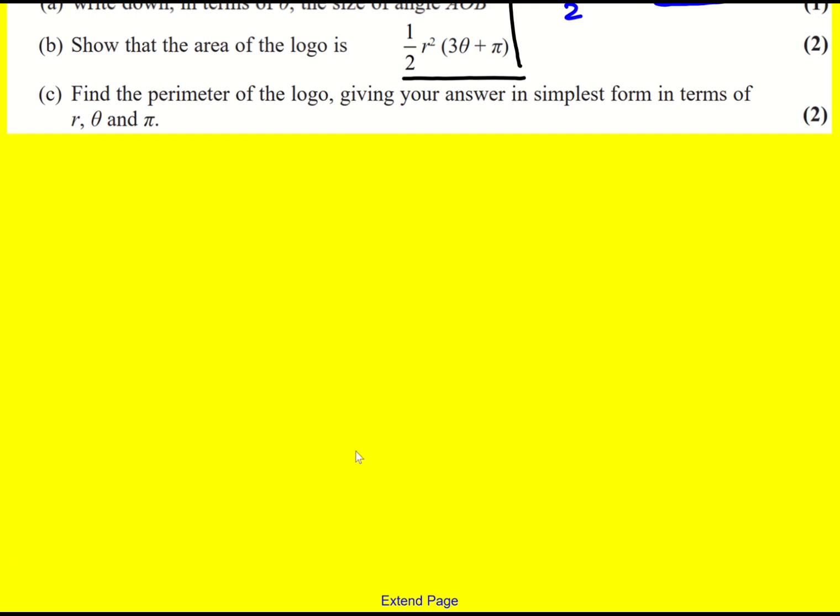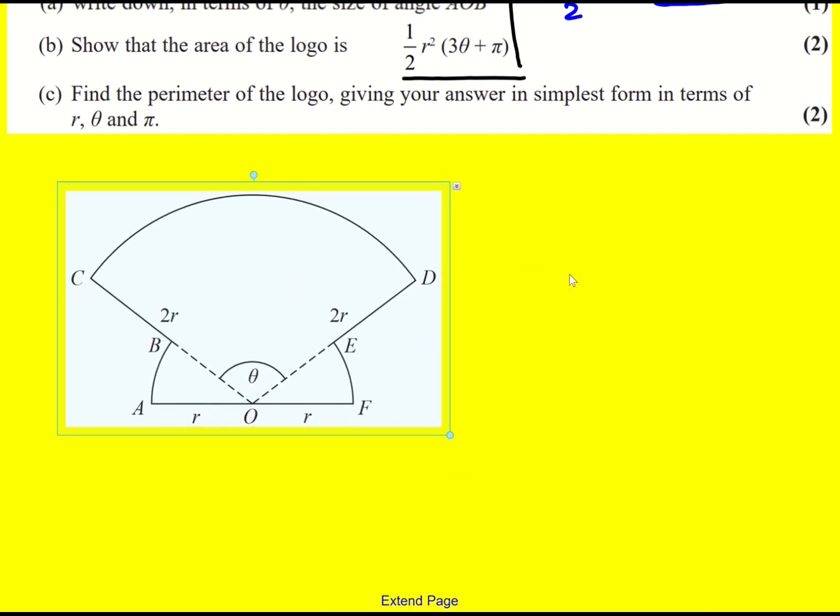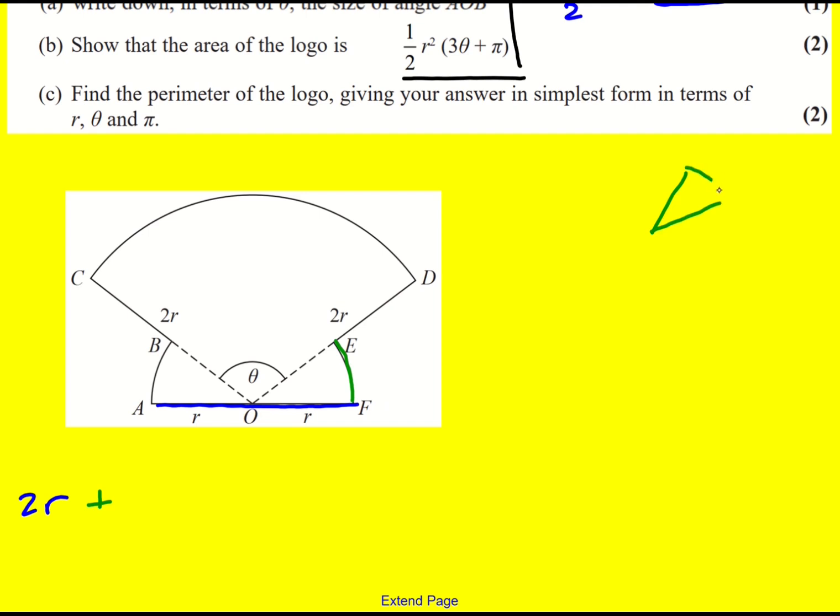Finally, find the perimeter of the logo, giving our answers in simplest form in terms of r, theta, and pi. Okay, let's do this step by step. So here I've got 2r, and then I'm going to add on, oh yeah, I should have said this. So the arc length of a sector, we call it L sometimes, or sometimes it's called S, S or L equals r theta.